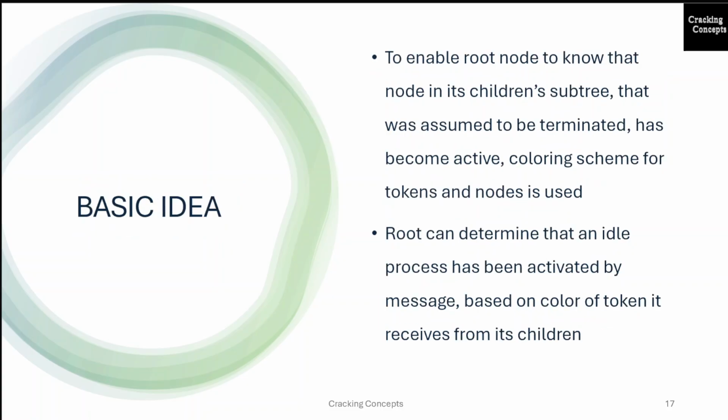Now we'll see the basic idea. In order to enable the root node to know that a node in its child's subtree that was assumed to be terminated has become active due to a message, a coloring scheme for tokens and nodes is used. The root can determine that an idle process has been activated by a message based on the color of the token it receives from its children.